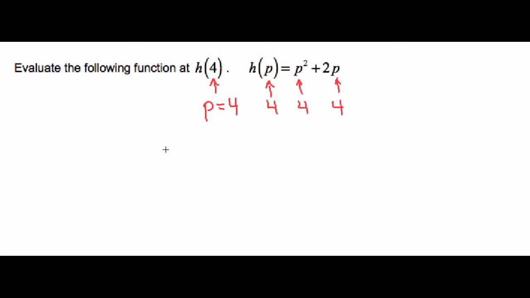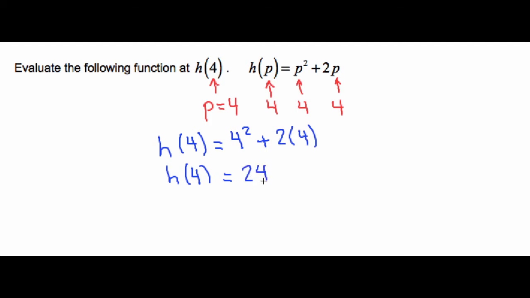Our notation is very important. We start by writing h of 4 is equal to, and we're looking for the output. According to our function, it's p squared, which is 4 squared, plus 2 times p, 2 times 4. Now we just evaluate. We have h of 4 is equal to 16 plus 8, which is 24. So we've evaluated the function at h of 4. h of 4 is equal to 24. 24 is the output for the input of 4.